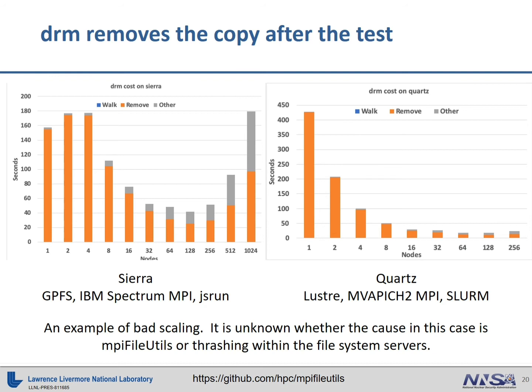We don't know the reason for that. It's not clear whether it's inside the mpiFileUtils or something in the file system itself. Maybe we're thrashing the servers in some weird way. But the point is, this is something you might want to look out for, that you can end up with these sweet spots and that increasing the node count doesn't always give you the best performance. It's not desirable, but just keep an eye out for it.